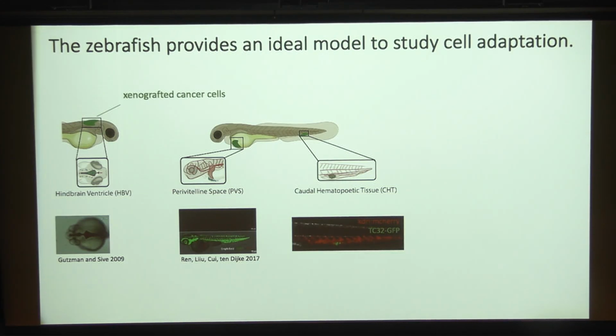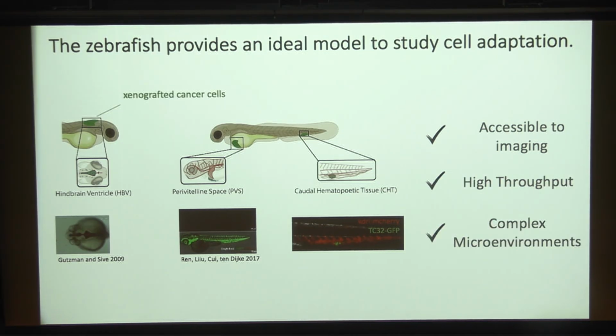We decided to address these problems because zebrafish is an ideal model to study cancer cell adaptation, given its combined advantages of accessibility to high-resolution imaging, the throughput necessary to really capture heterogeneous data, and the complex microenvironments of a living organism. And here I've included 2 distinct microenvironments that I'm going to refer to throughout my talk.